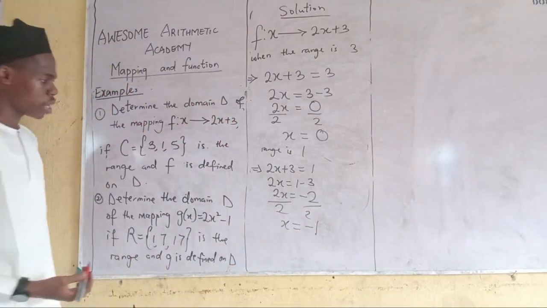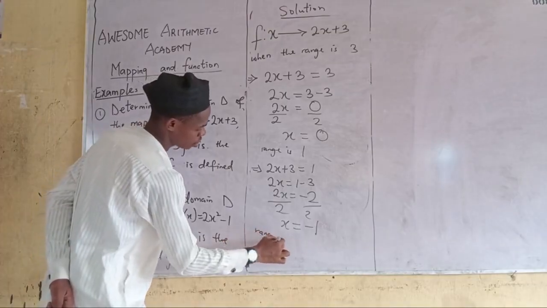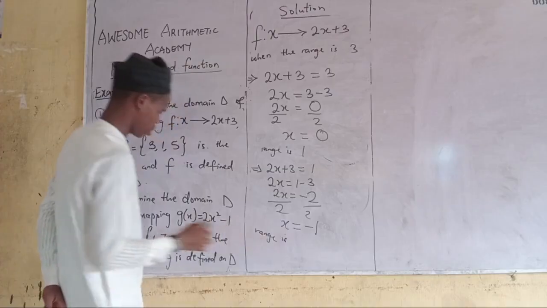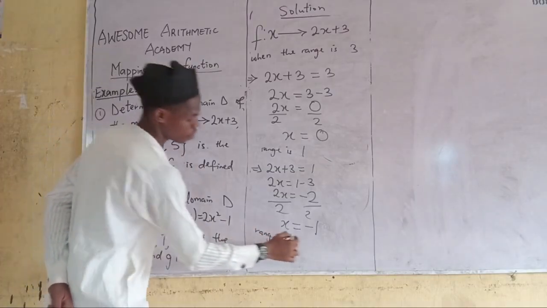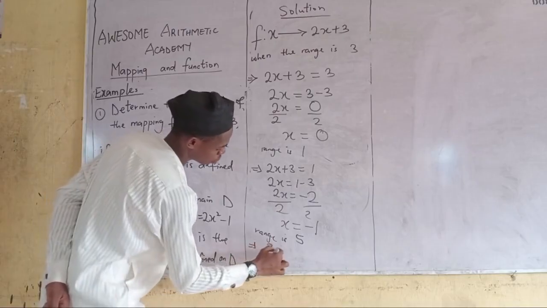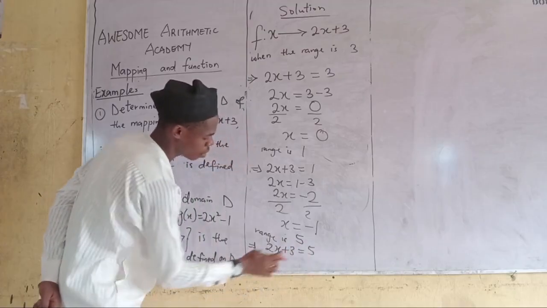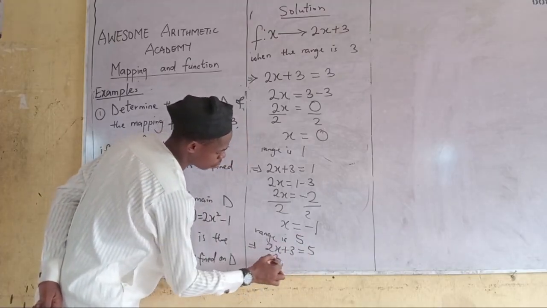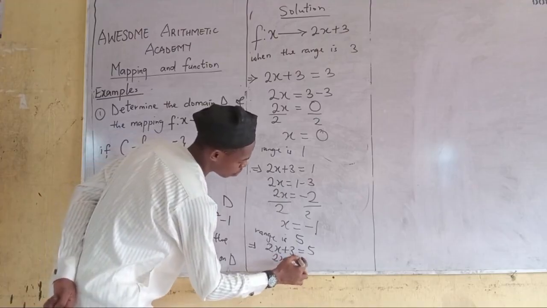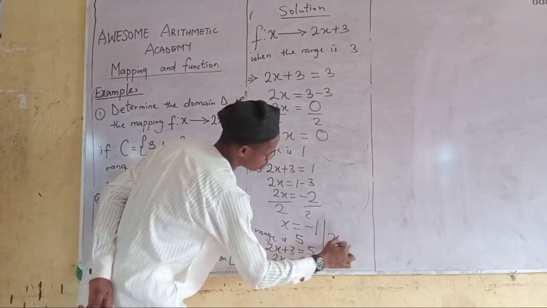I hope that's clear. And the last one, when the range is, the third value is 5. So I will still put it here, which remains 2x plus 3 equals 5. When I collect the left hand, 3 is going to the back, that will be 2x equals 5 minus 3, which is 2. And dividing both sides will make x equal to 1.